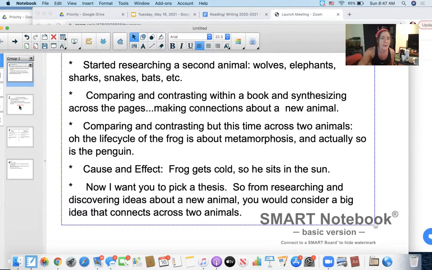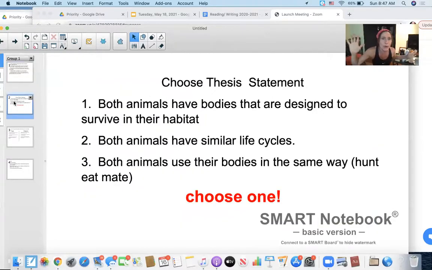All right, ready? Drum roll, please. Boom! Here's your thesis statement possibilities. Number one, you might say both animals, your elephant and your snake, have bodies that are designed to survive in the habitat. Or two, both animals, your shark and your whale, have similar life cycles.